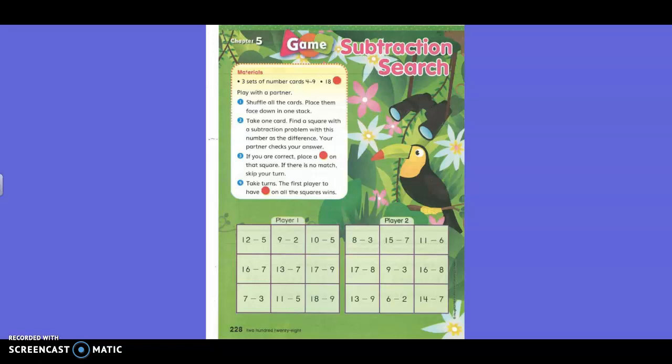So what happens is, player 1 has to figure out where they want to put their token. Let's say you want to put it in the middle. You have to say what 13 minus 7 is. If you get it wrong, it's your partner's turn. You don't get to put your token there. Whoever gets a tic-tac-toe wins.